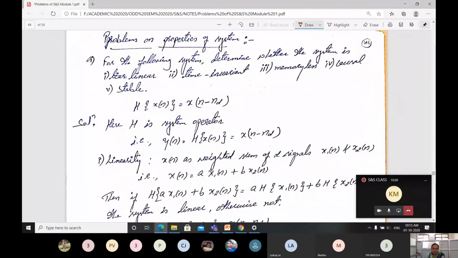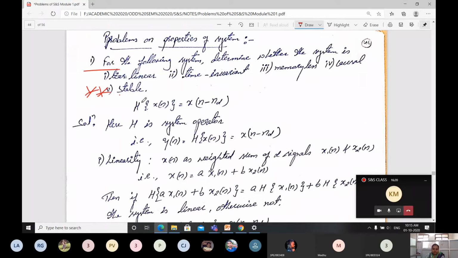Okay, we will go with the first problem. For the following system, determine whether the system is linear, time invariant, memoryless, causal, and stable. This is a standard problem and it is important also.